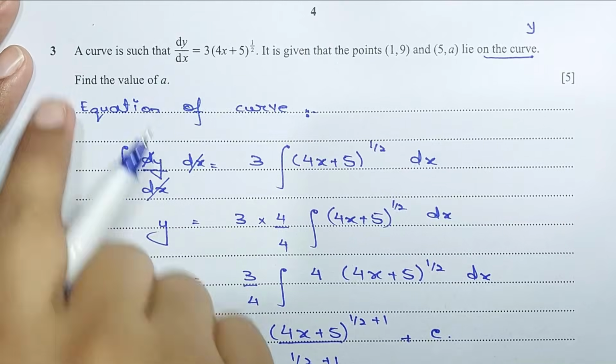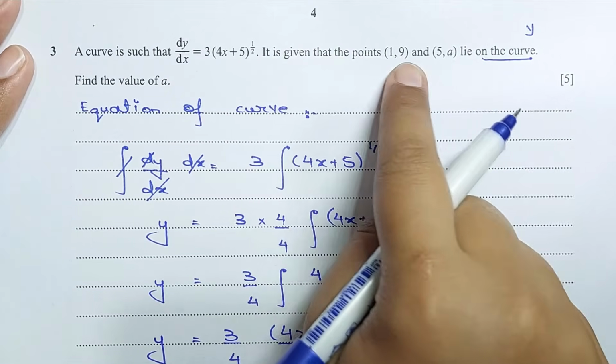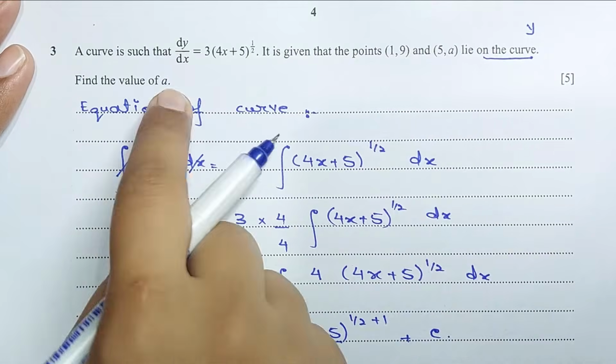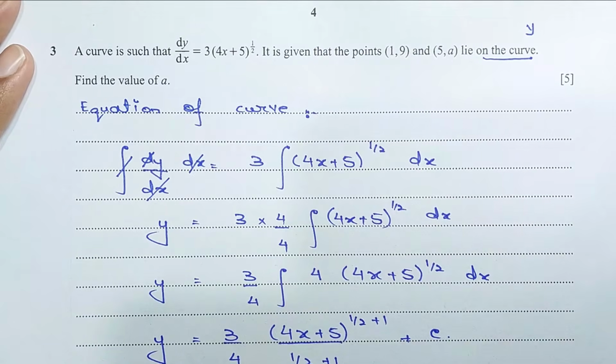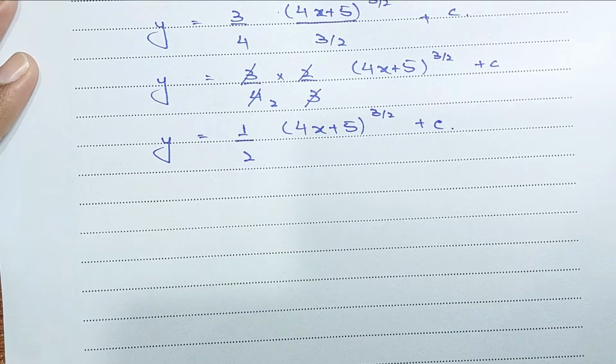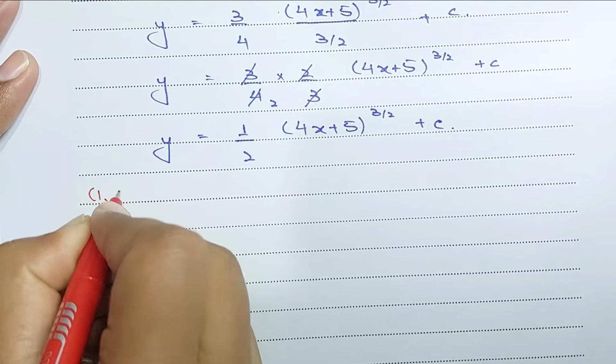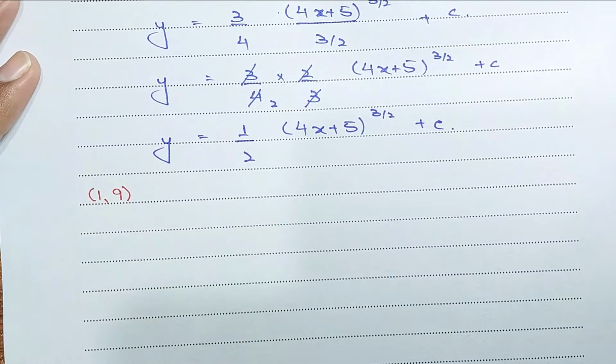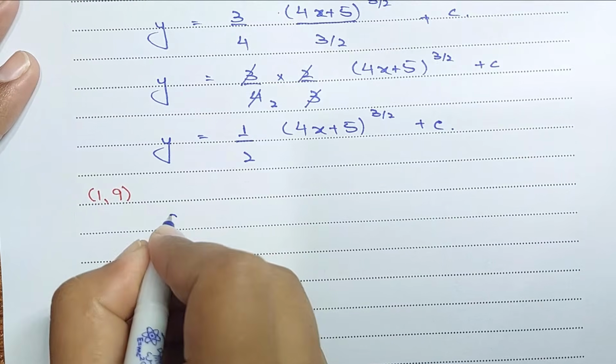Alright. It is given that these 2 points lie on the curve. Find the value of A. So points 1, 9 and 5A. If 1, 9 lies on the curve, it must satisfy it. So x is 1, y value is 9. Let me solve for C.